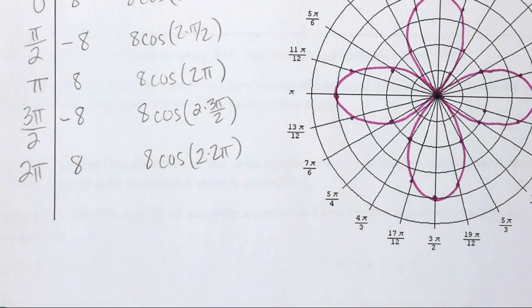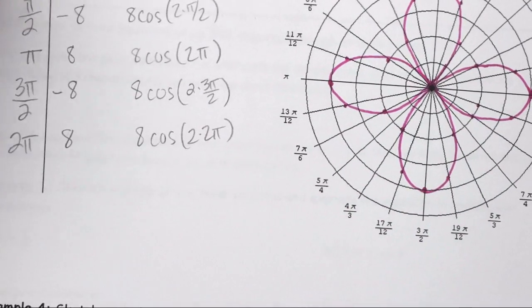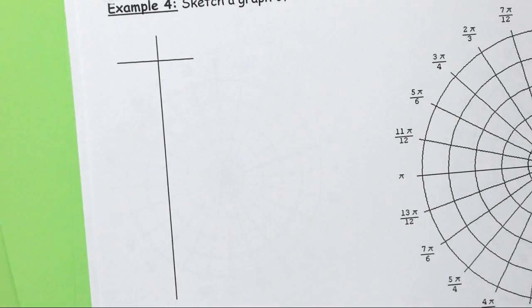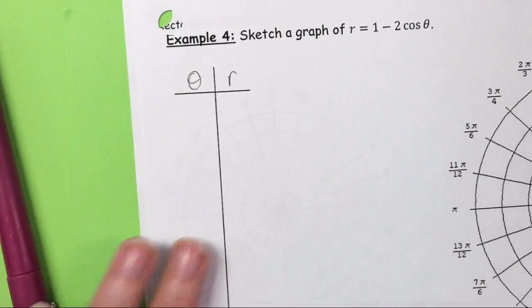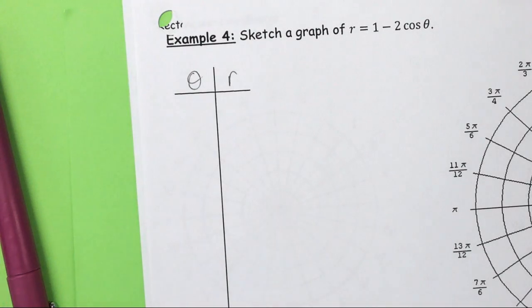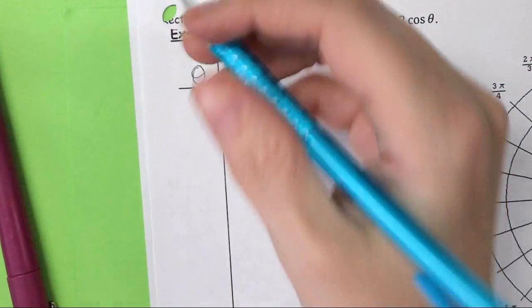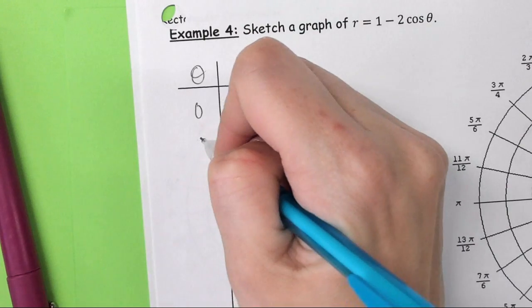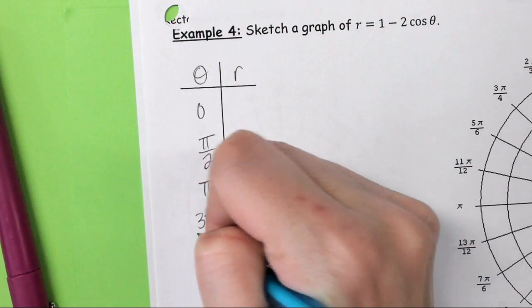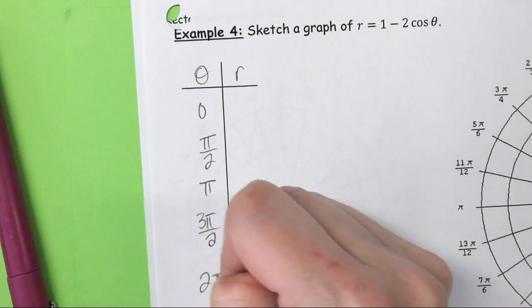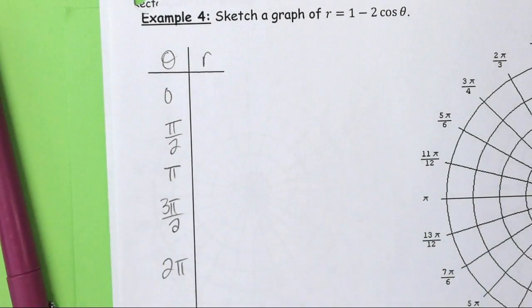All right. Okay, so let's move on to the last one. I don't know if I did that right. Is this right? Yeah, it is. Okay, so we have 0, pi over 2, pi, 3 pi over 2, 2 pi. Okay, and go ahead and find your r values.